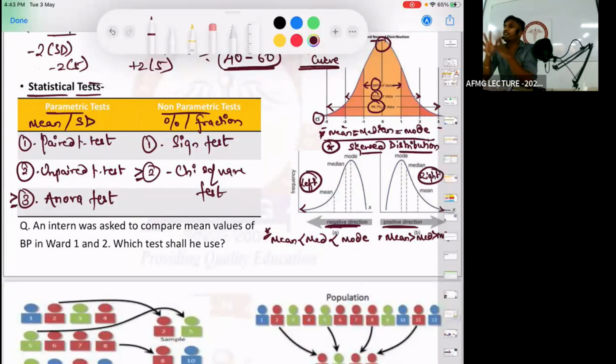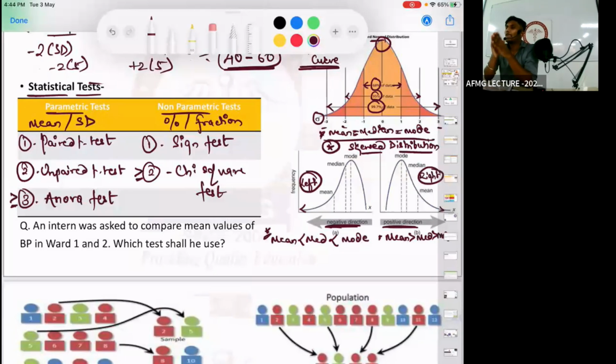Next, if I say I have two groups or two wards, ward 1 and ward 2. In ward 1, the average BP of all my patients is 140 by 90, whereas in ward 2, the average BP of all my patients is 120 by 80. So here I am comparing what? A value or a mean. So which type of test? Parametric test. In how many groups? Two groups. Therefore, which type of parametric test? Unpaired t-test. No issue.